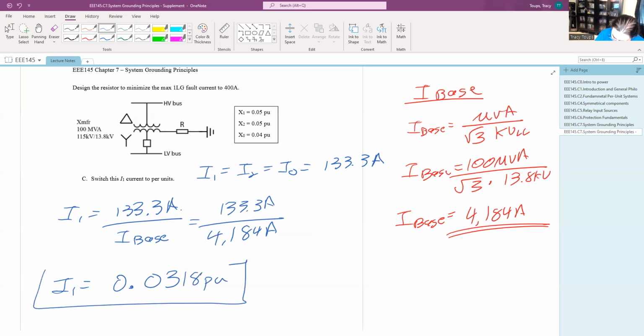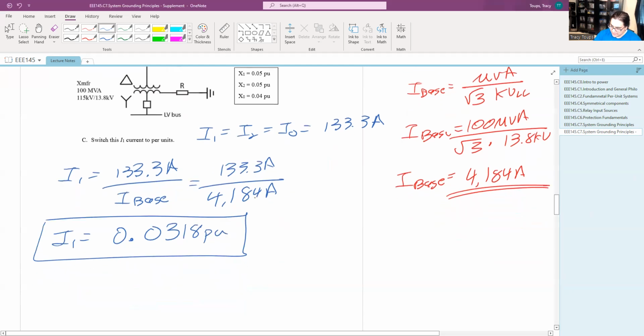Basically, this is 3% of the load current. So we want to lower the ground fault to be not too much, not too little, just enough that we could detect it. So 400 amps is reasonable. Okay, so that's my I1. It's 0.0318 per unit. Now remember, I have my sequence network. I have now my sequence current. So then the next step is let's do circuit analysis. All right, so let's go ahead to the next slide.